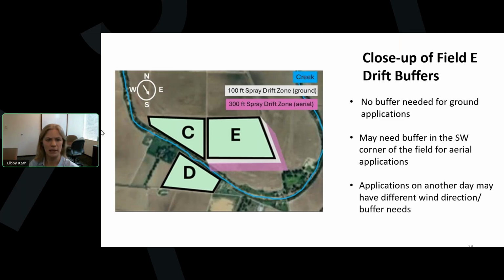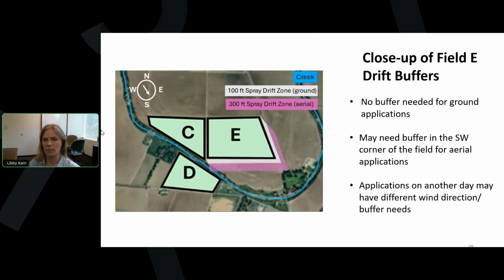A spray drift buffer would be needed on the southwest corner of the field in the small area that is within the dark pink zone if the applicator chooses to apply this pesticide aerially. In this case, the 300-foot buffer requirement minus 250 feet of managed area between the field and the creek means that a 50-foot ecological spray drift buffer would be needed in that southwest corner for an aerial application. The buffer is not required on the entire south side of the field, only the portion that is within the required buffer distance of the creek.